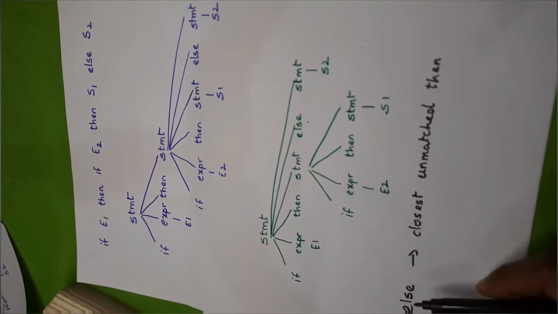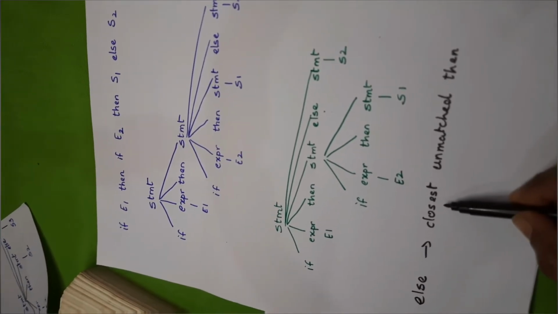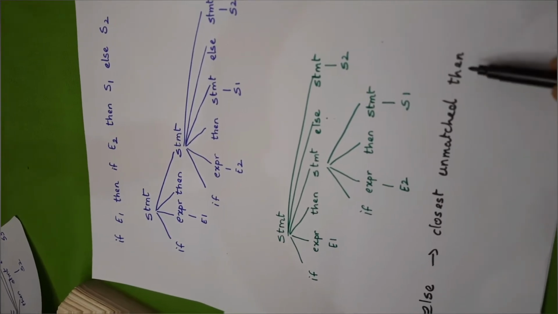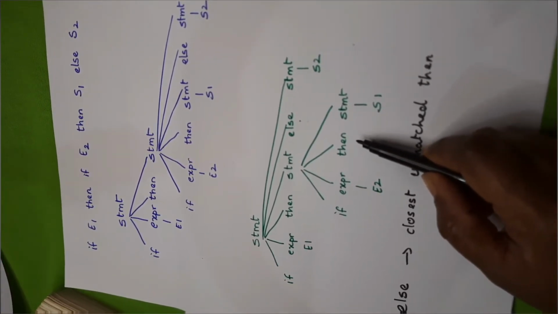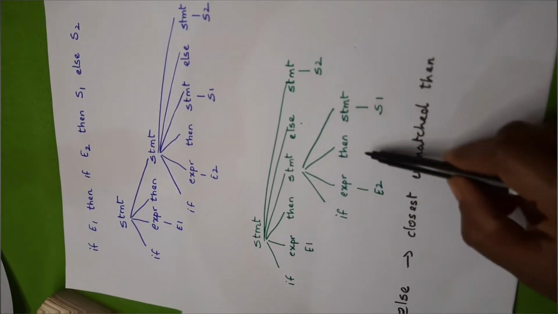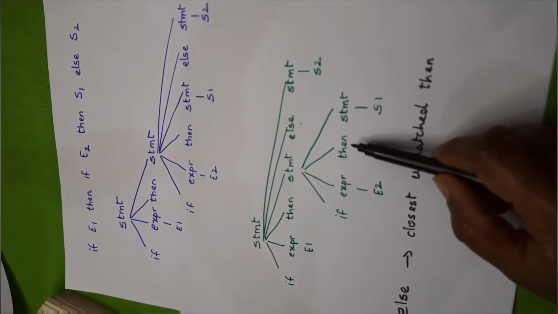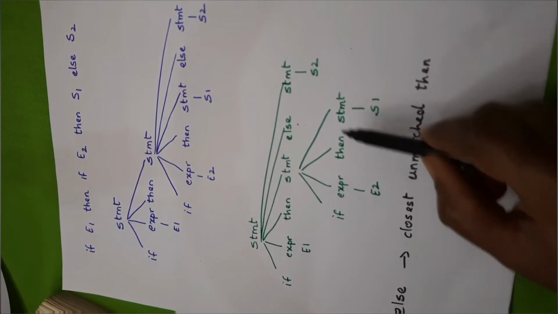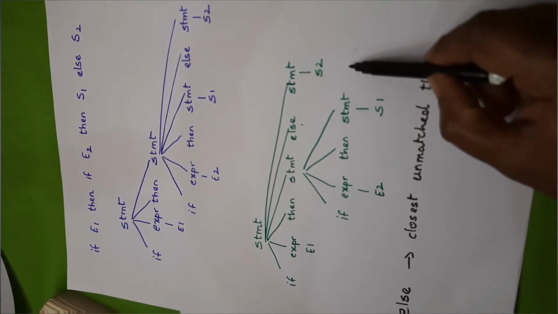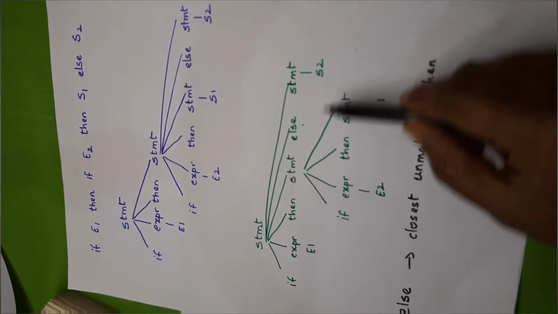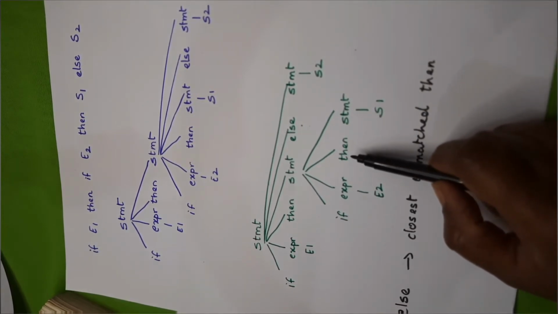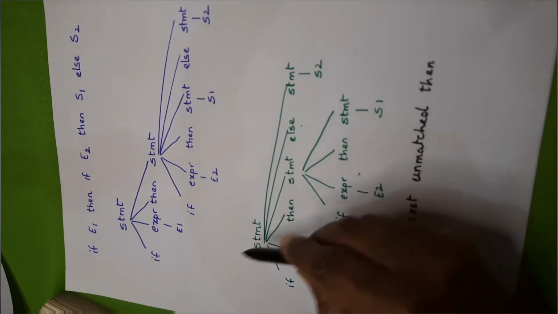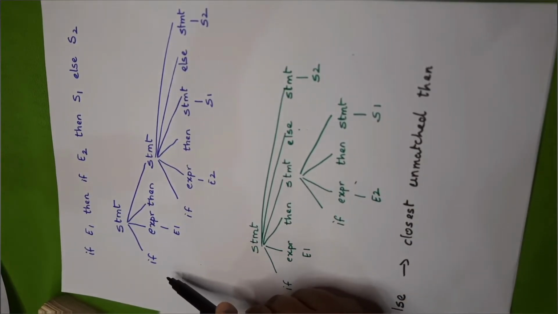According to this rule, else must be matched with the closest unmatched then. This then here is unmatched, therefore this else will be matched with it. So this is wrong. We must have had another else here. If we had another else, that else would have been matched with this unmatched then, and then it would have been correct. So we will consider this to be the correct one.